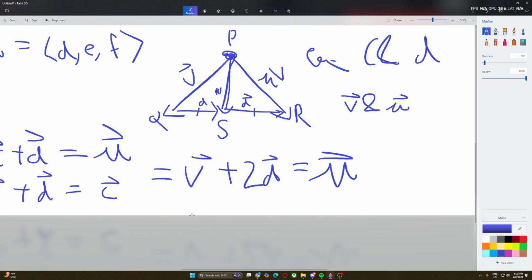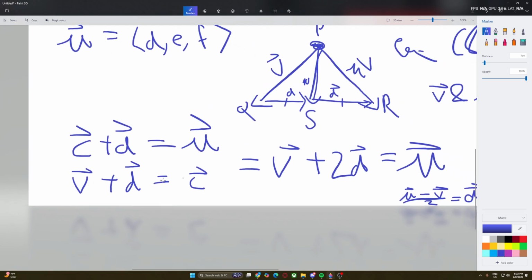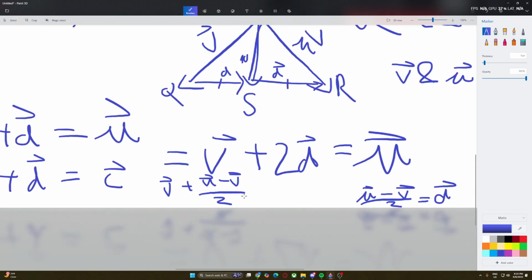With this, we solve for D, which is kind of obvious. u minus v vector over 2 equals D vector. Sub it back into here, you get v vector plus u vector minus v vector over 2. And simple math, that's u vector plus v vector over 2 equals C vector.